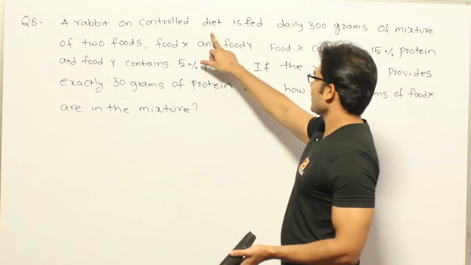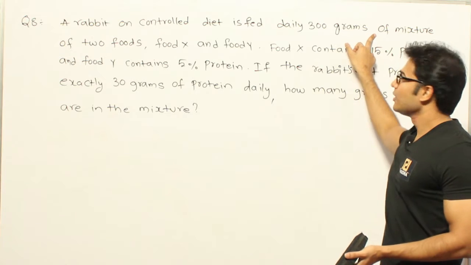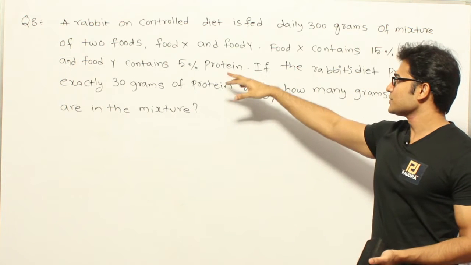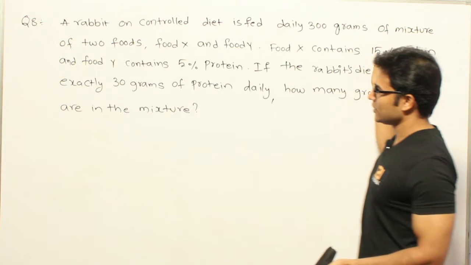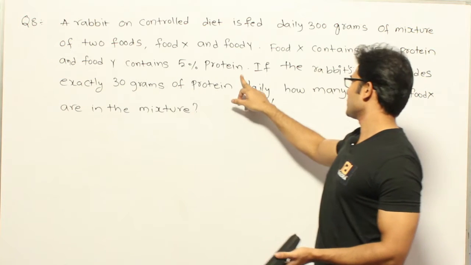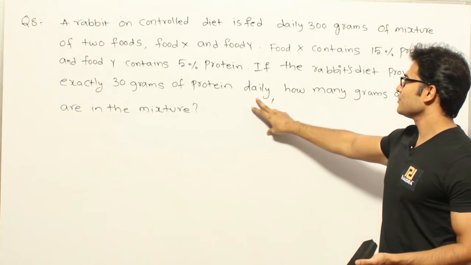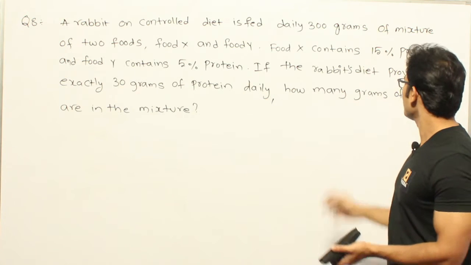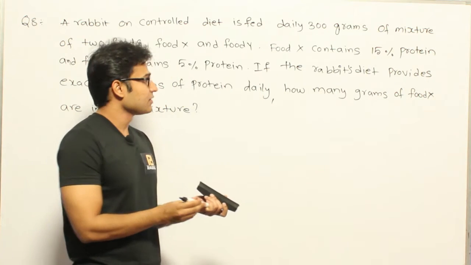A rabbit on a controlled diet is fed daily 300 grams of a mixture of two foods, food X and food Y. Food X contains 15% protein and food Y contains 5% protein. If the rabbit's diet provides exactly 30 grams of protein daily, then how many grams of food X are in the mixture? So they are saying this.